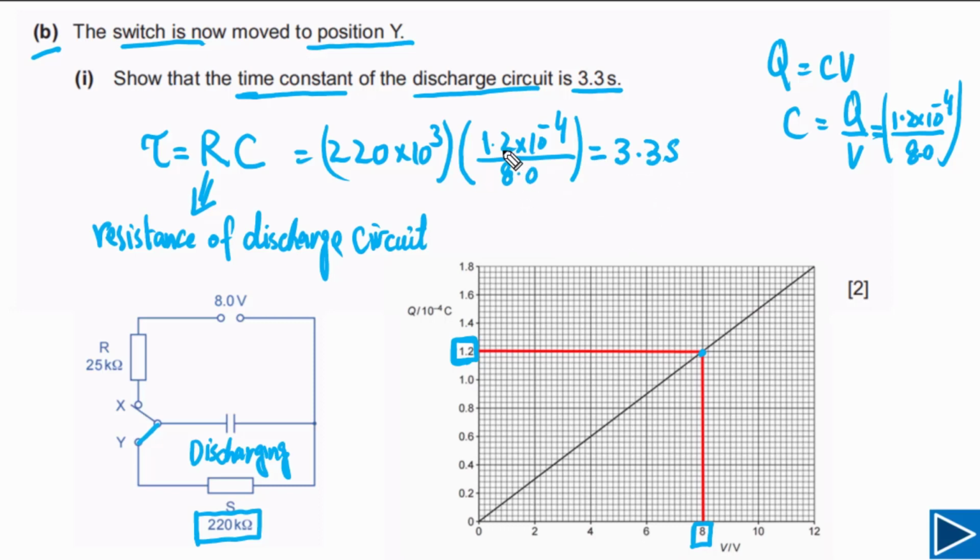Because this data has 2SF, this also has 2SF. So the least number of SF we have is 2. So we can say 2SF. And this is our final answer. This question has 2 marks. The first mark you will get if you have used this formula. And the second mark you will get if you have got the right answer.